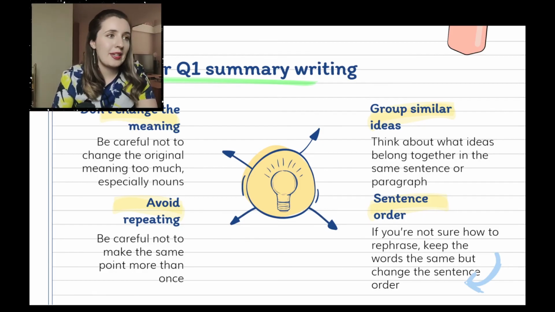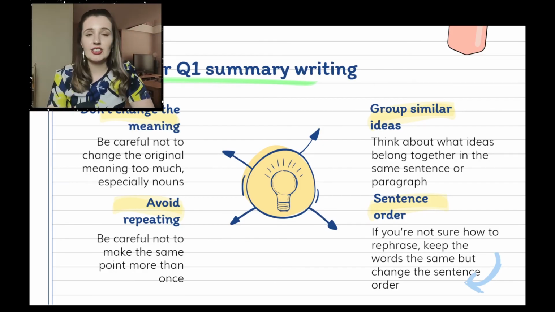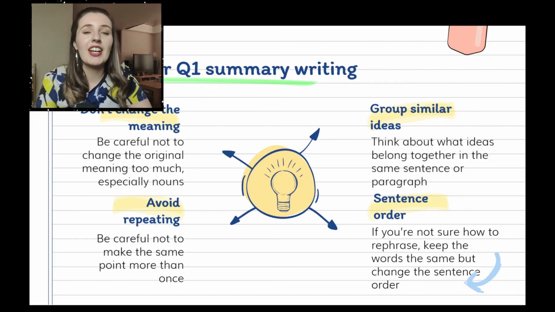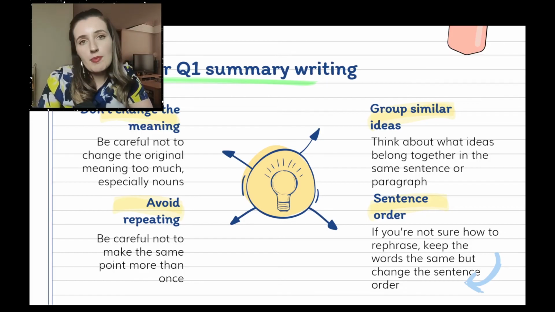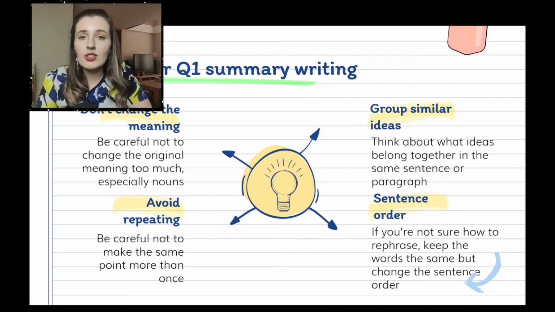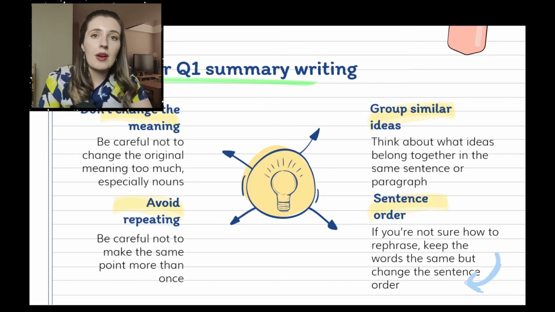So my tips for summary writing, if I had to summarise and distill it into the key things that you need to remember, I would say these four points are the most important. When you're paraphrasing, really make sure that you don't change the meaning. This is because you get marked on content points. So if you change the meaning, you're going to lose the content point and therefore get a lower mark. Remember, avoid using synonyms on nouns. Keep nouns the same. If in doubt, just change around the sentence order and leave the words alone.